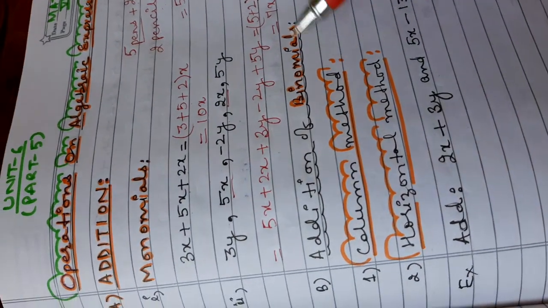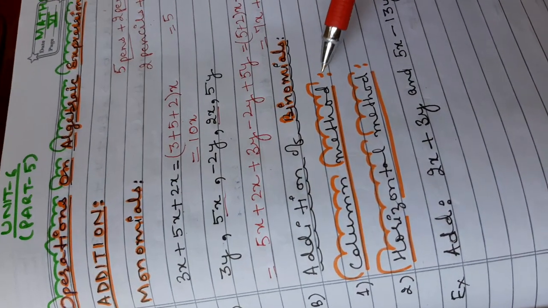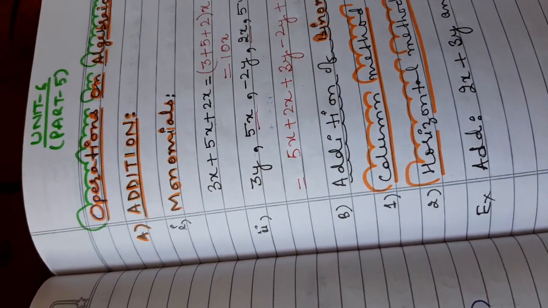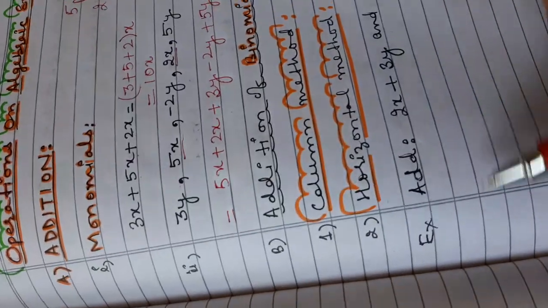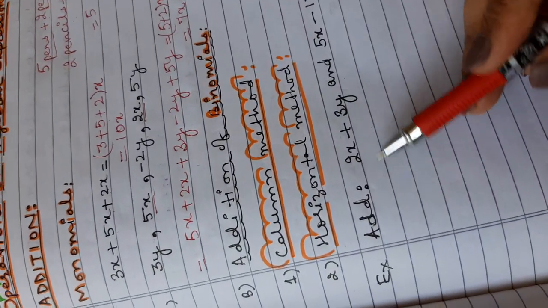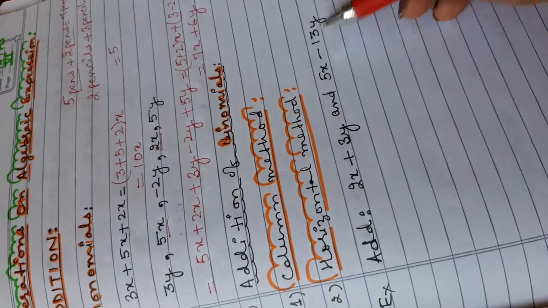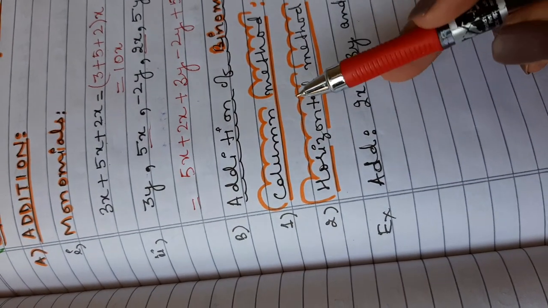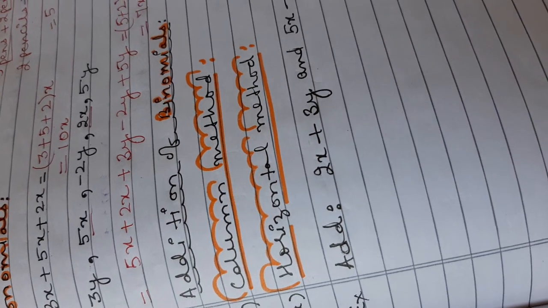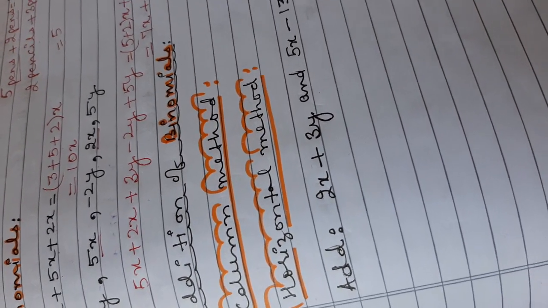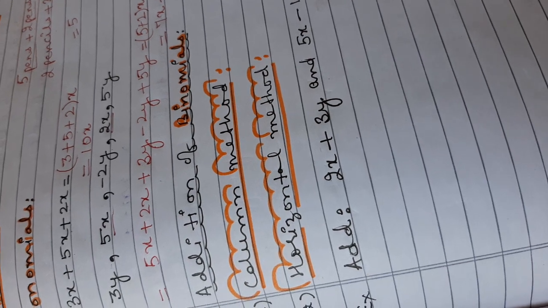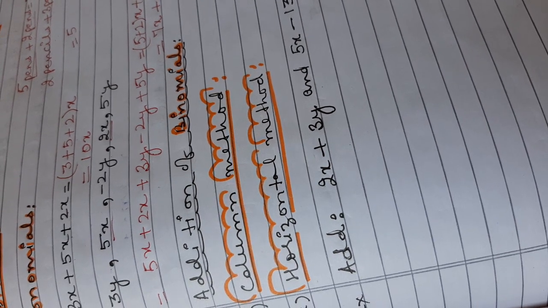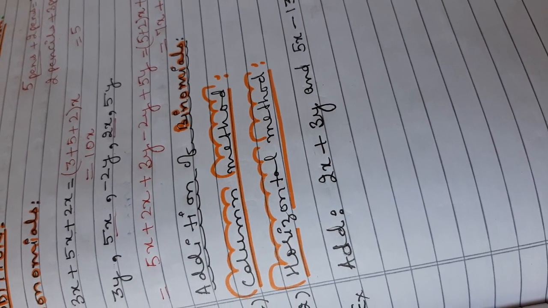Now, let us learn how to add binomials. There are two methods to do this. First is column method and the other one is horizontal method. Let us understand this by taking this example: add 2x plus 3y and 5x minus 13y. First method is column method. So, here you have to arrange these two in column method. For arranging in the column method, what do you have to do? Write the like terms along with the signs. They are arranged in columns, one below the other.